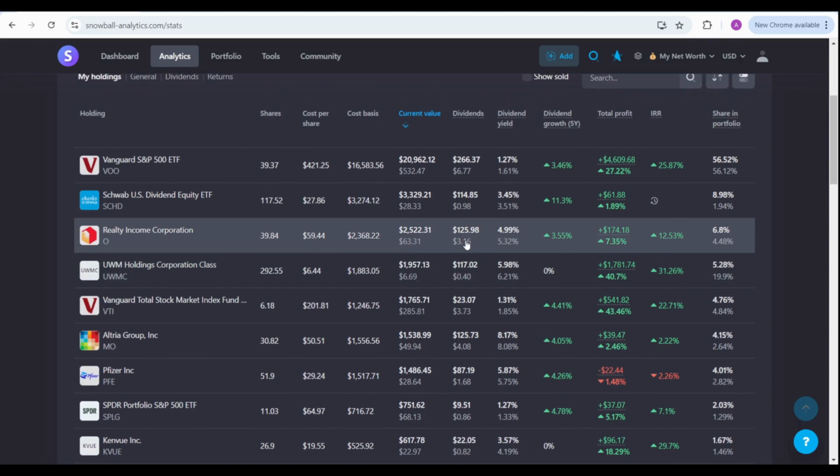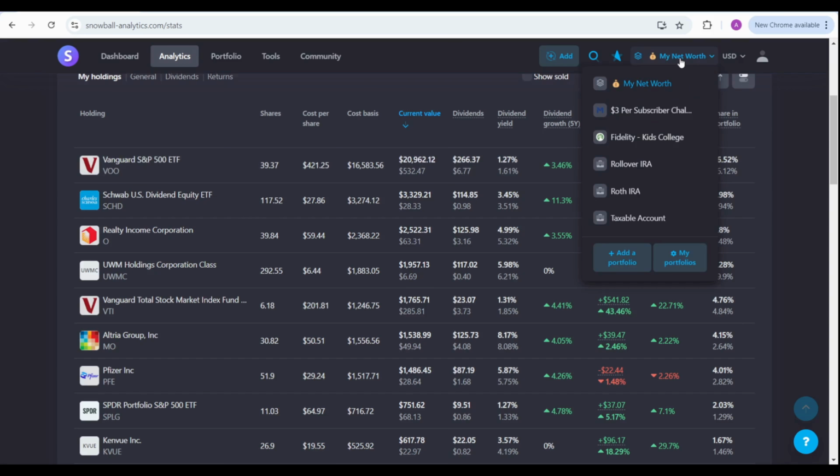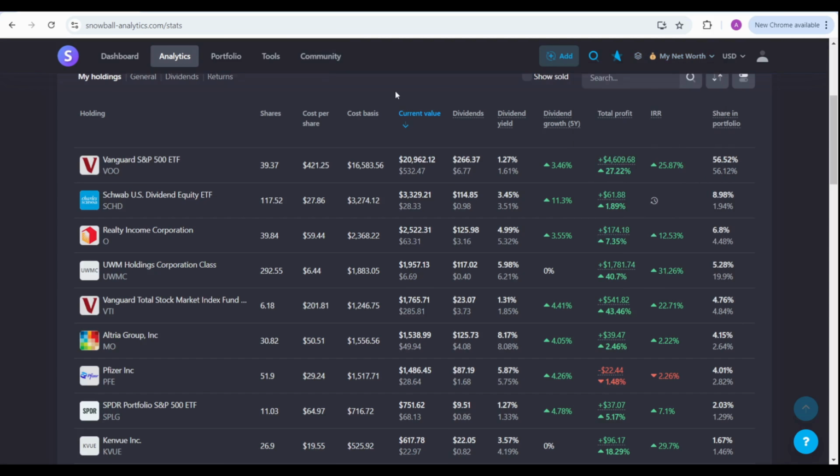But it also gives you a ton of other statistics, such as the total number of shares. And again, this is the aggregate of all of the portfolios that I do have inside of Snowball Analytics. The cost per share, which is my cost, and then this number down here is going to be the current trading price of the equity. There's my cost basis and then the current value, the total dividends that I'll receive, the dividend yield, my yield on cost, the dividend growth rate, and then your total profit.